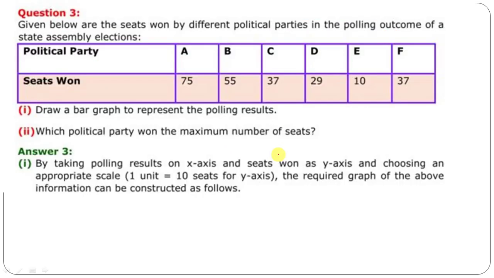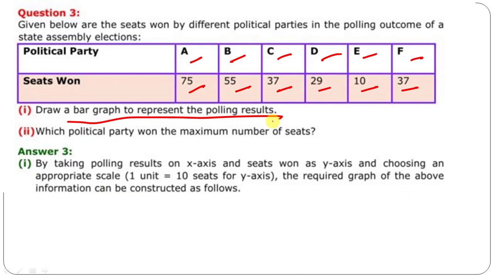So next is your question number 3. Given below are the seats of different political parties in the polling outcome of a state assembly. So these are political parties A, B, C, D, E and F. Seats won are 75, 55, 37, 29, 10 and 37. So draw the bar graph to represent the polling result.